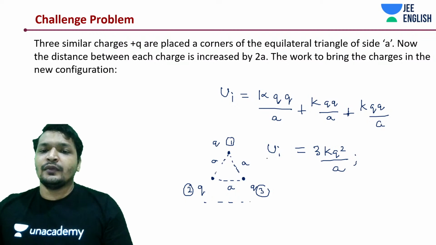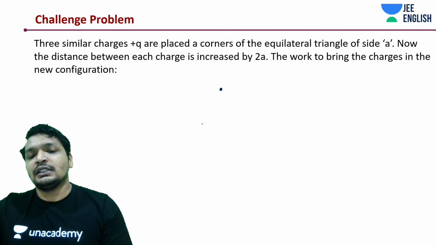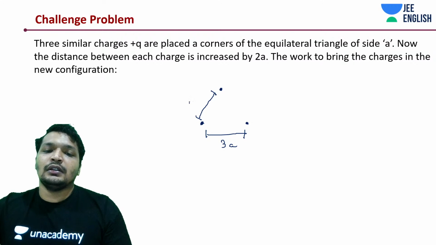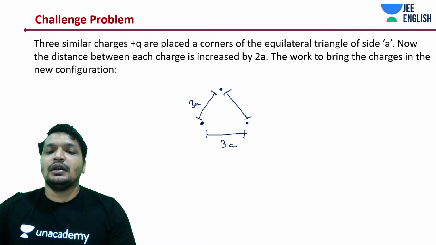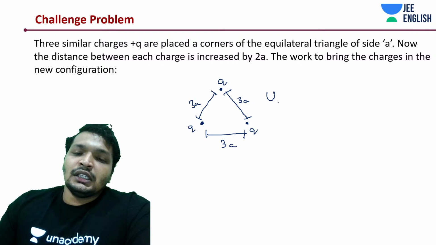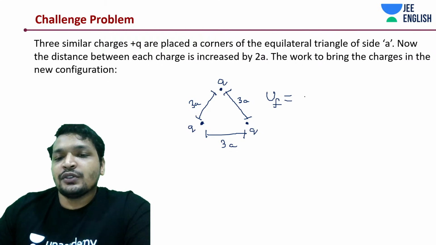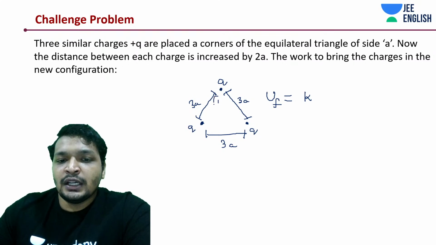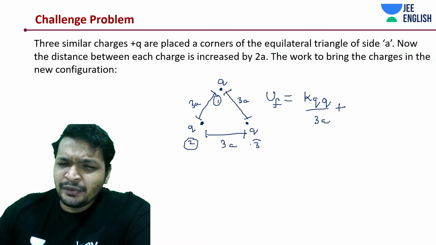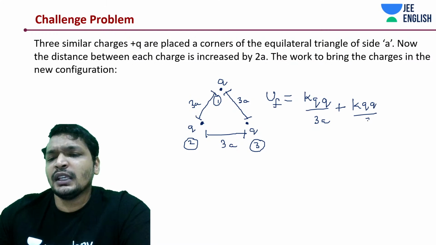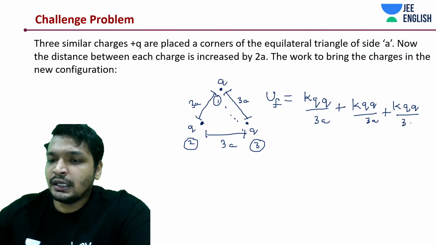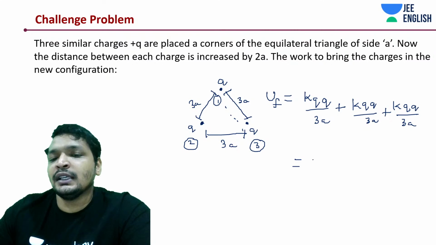What about the final one? Again we will have something like this. 3 charges are there, and the distance is now increased to how much? 3A, 3A, and 3A. So now what is the potential of this system, which is U final? Let's say this is 1, this is 2. Due to 1 and 2, it is going to be K Q square by 3A, plus due to 2 and 3, K Q square by 3A again, and due to 1 and 3, K Q square by 3A. What are you going to get? Something like 3 K Q square by 3A, which is going to be K Q square by A.